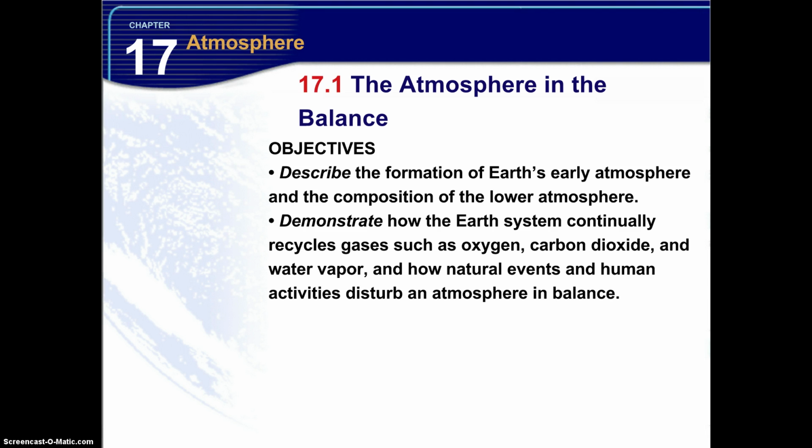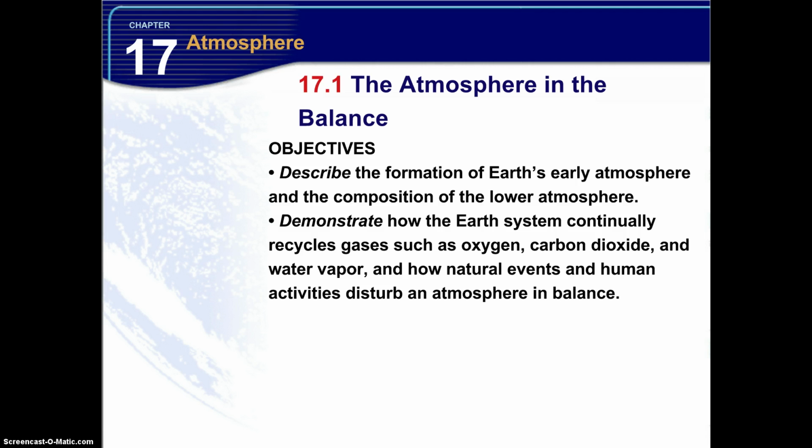Now, the objectives for 17.1, the atmosphere and balance, there are 2 of them. The first one is to describe the formation of Earth's early atmosphere and the composition of the lower atmosphere. Next, we're going to demonstrate how the Earth system continually recycles gases such as oxygen, carbon dioxide, and water vapor, and how natural events and human activities disturb an atmosphere in balance.